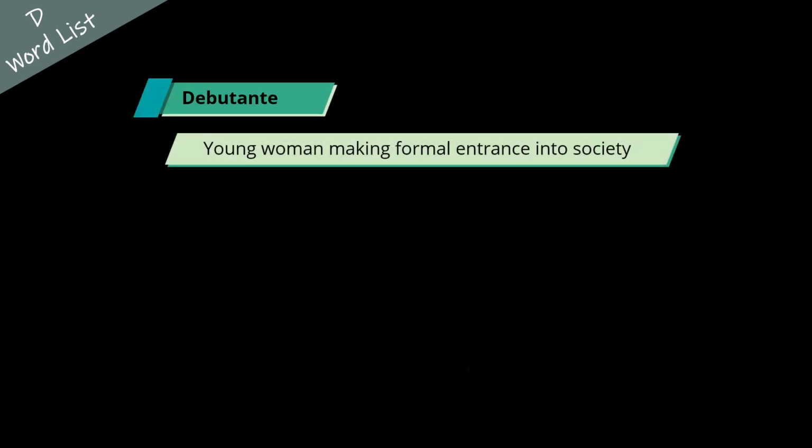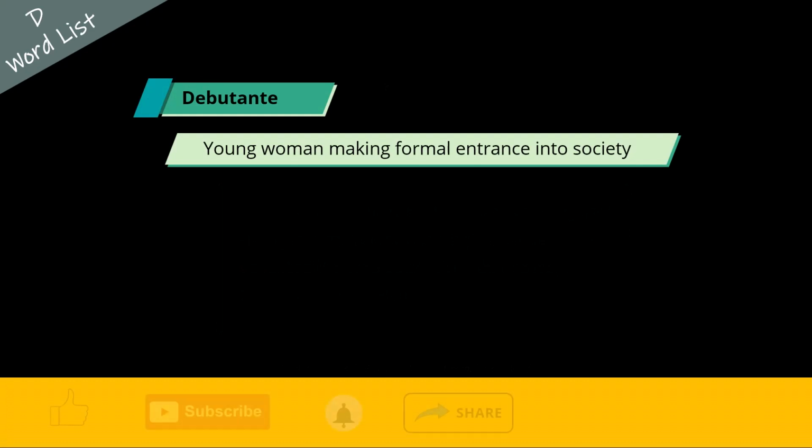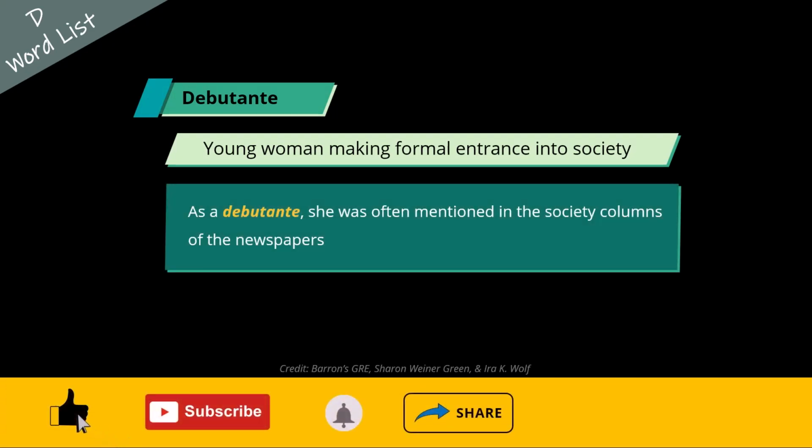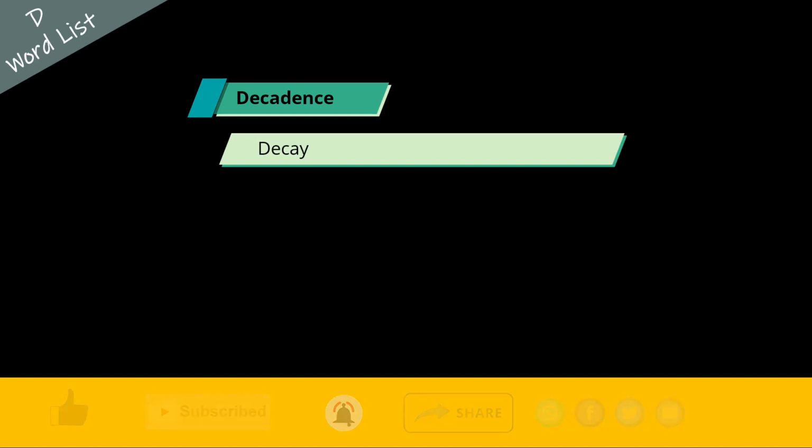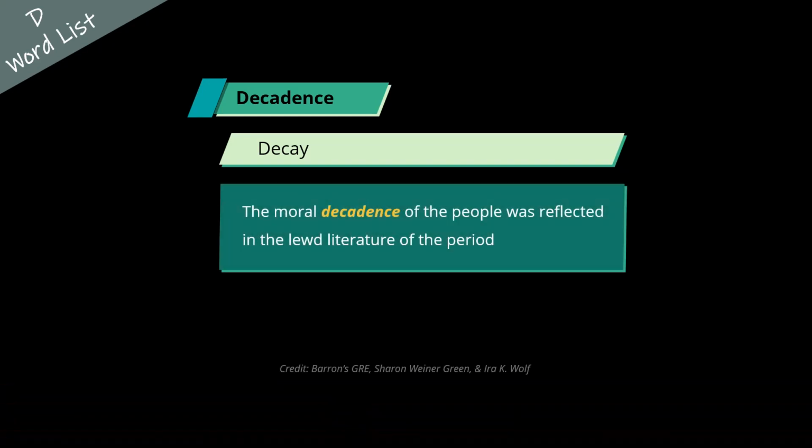Debutante means young woman making formal entrance into society. For example, as a debutante, she was often mentioned in the society columns of the newspapers. Decadence means decay. For example, the moral decadence of the people was reflected in the lewd literature of the period.